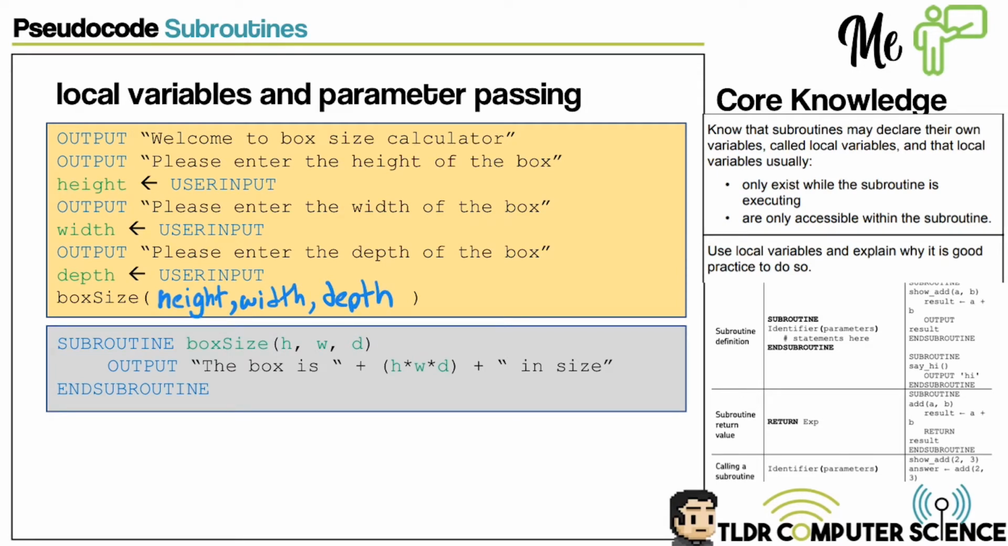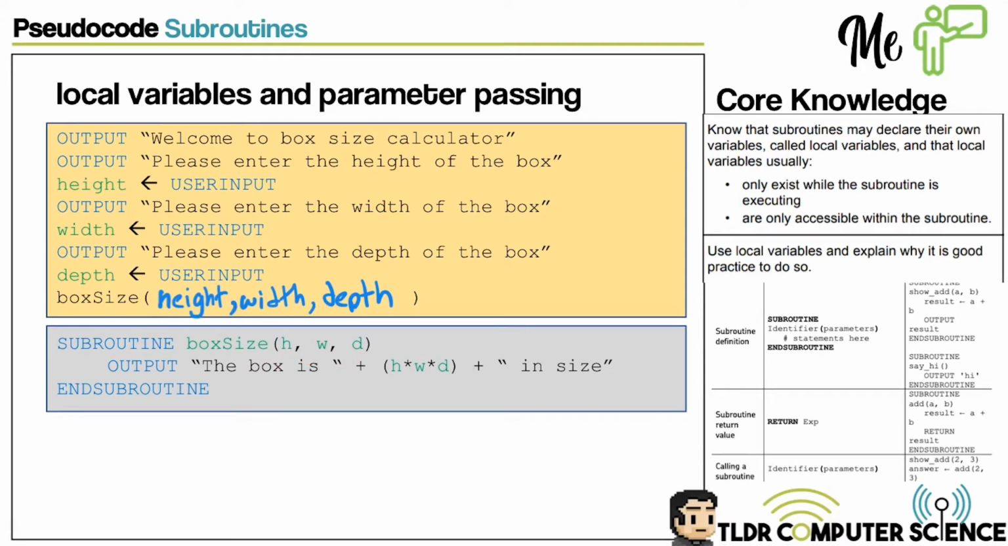Now let's see if we can understand what's happening here. Even though I've called this height, width, and depth, when the height is sent to the box size here, it's received as H. So height is being passed as a parameter to H, width has been passed as a parameter as W, and depth is passed as a parameter of D.